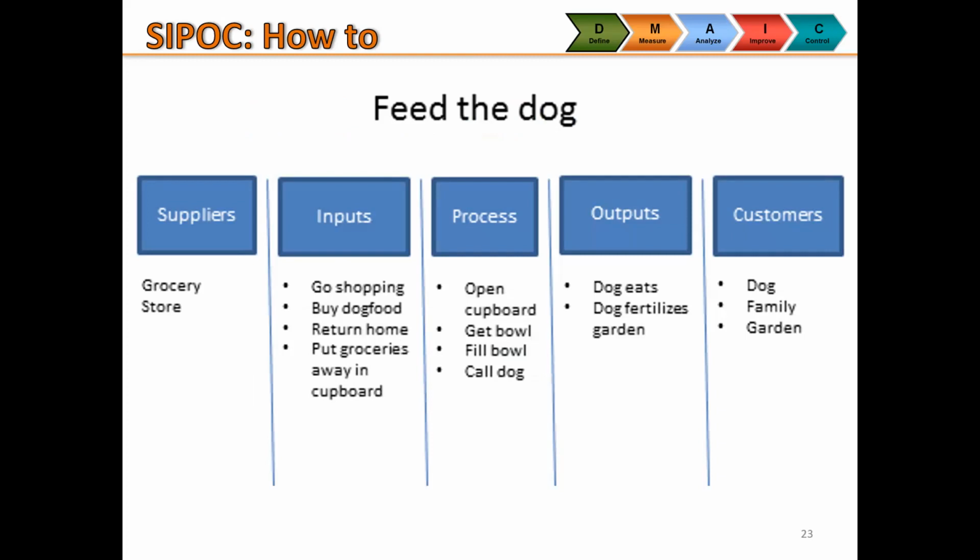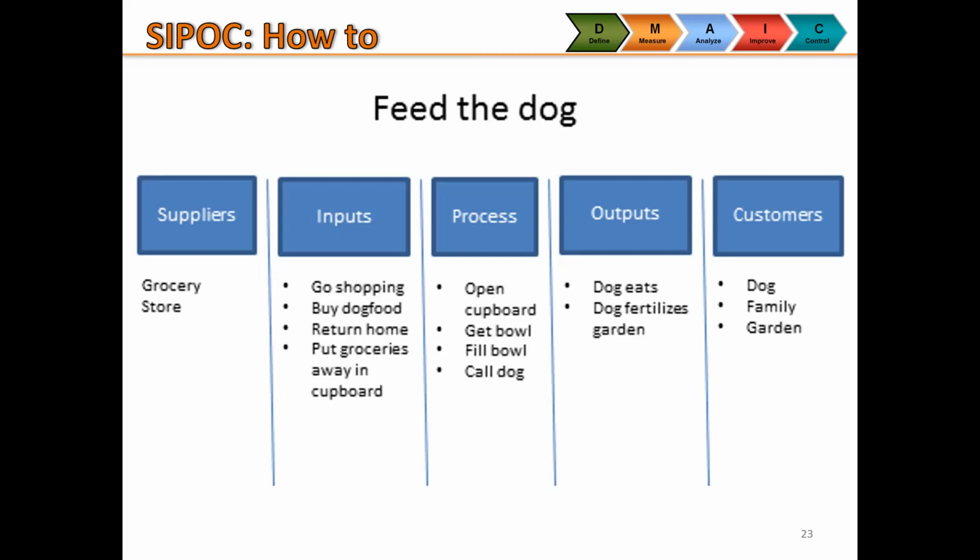So again, I'm going to start with process. And if I'm going to feed my dog, the first thing I'm going to do is open the cupboard. And then the second step is going to be, I'm going to get the bowl. The third step is I'm going to fill the bowl. And then step 4, which I never, ever have to do, is call the dog, because the dog is sitting there waiting. And then I go to output. So open cupboard, get bowl, fill bowl. Now my outputs are going to be dog eats and the dog fertilizes the garden.